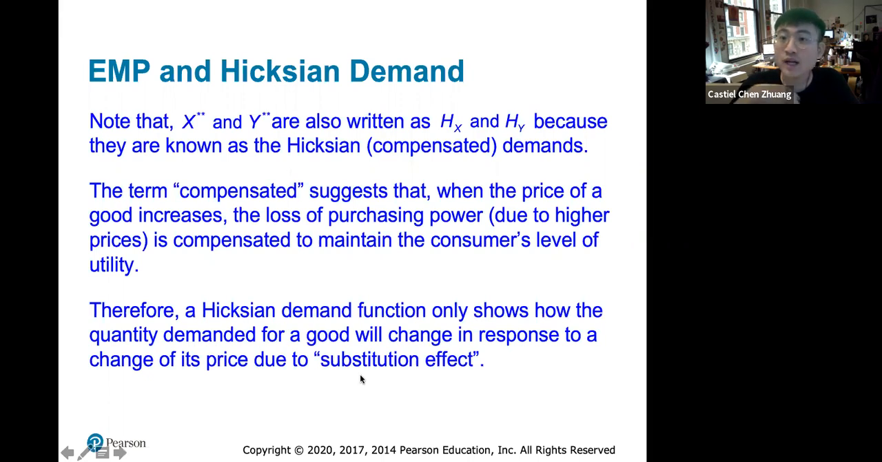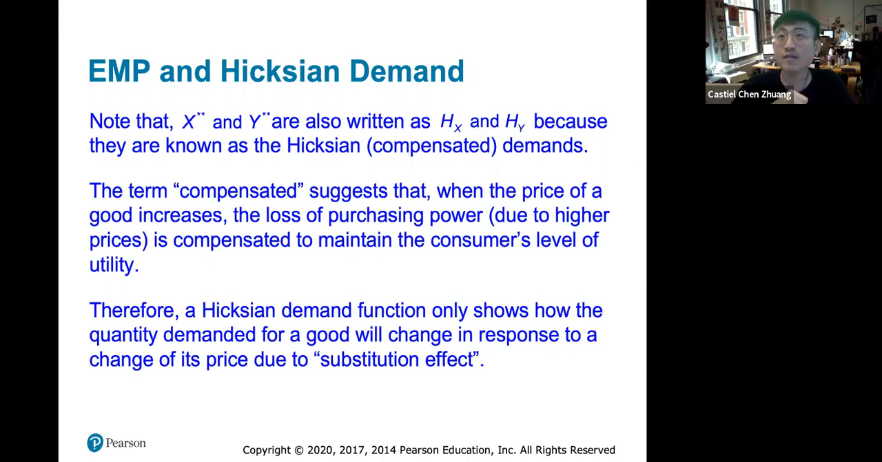And then it's only showing you the substitution effect instead of the income effect. So when we talk about demand curve in 200, we talk about income effect and substitution effect, right? When the price increases, you buy less. The reason for that is, one, your purchasing power is lower, right? When the price increases, you tend to buy less if it is a normal good.